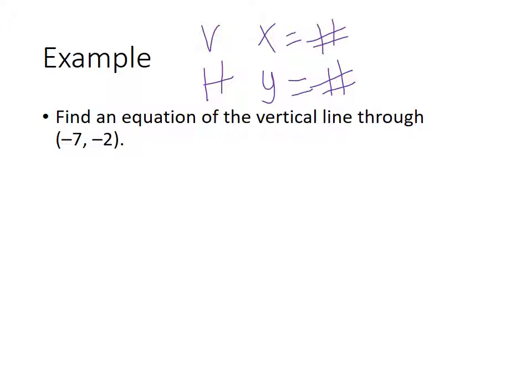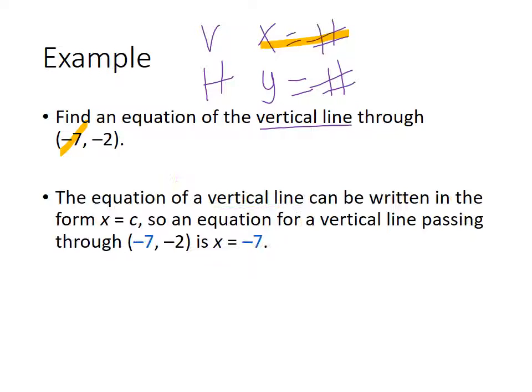So if it's asking me for a vertical line, this right here is my hint. Vertical line means I want to know what is my x equal to. Well, my x is equal to negative 7. So therefore, I would write it as x equals negative 7 would be my answer.